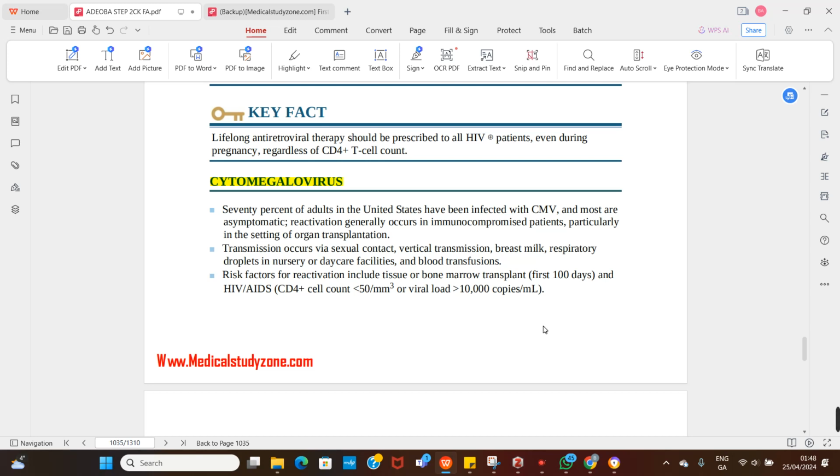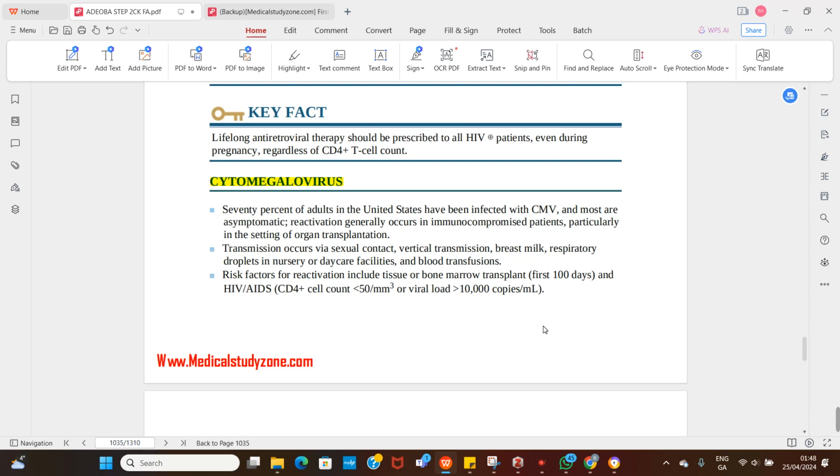So CMV can be transmitted through different routes. It can be transmitted through organ transplantation, through blood contact, through sharing of saliva, breast milk, respiratory droplets, so many routes for CMV. Just think about everything. Nothing is not possible with respect to CMV. You can move it through almost any route. So we have talked about the risk factors. Somebody that is undergoing tissue transplant, bone marrow transplant, particularly within the first 100 days. That's when they are most susceptible.